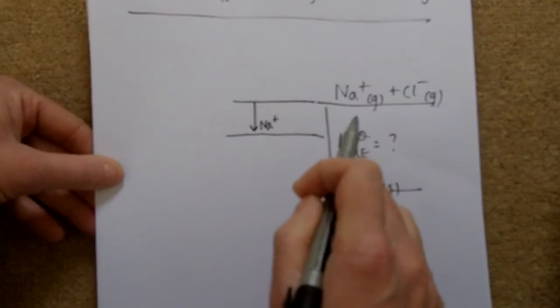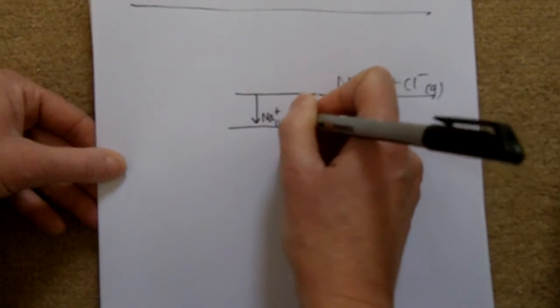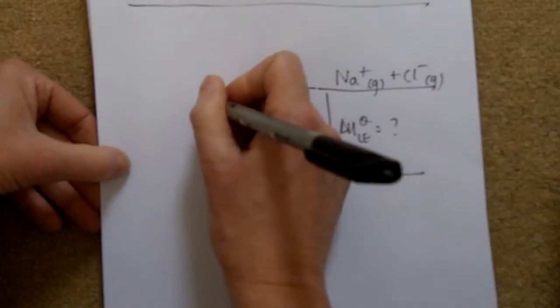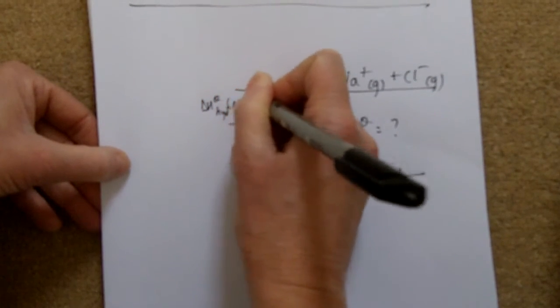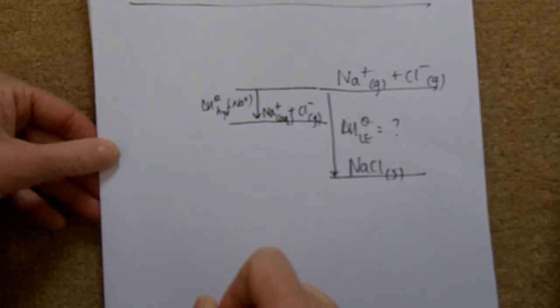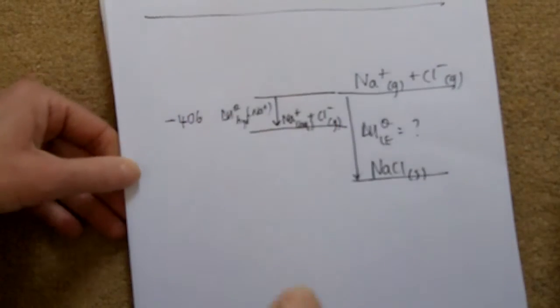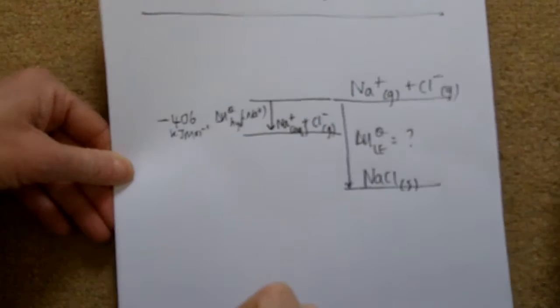We're going to go from Na+ gas to Na+ aqueous, the hydration of sodium ions. We're going to keep the chloride gas as it is. We're just going to do the hydration of the sodium ions, all right? And that value, I've got an actual value for it, is minus 406 kilojoules per mole.